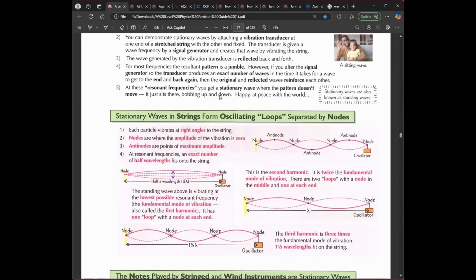At these resonant frequencies, you get stationary waves where the pattern does not move. It looks like it's not moving. So wherever there is amplitude, it just keeps on doing that. Wherever there is the maximum distance, we call that point an antinode. And wherever you see that nothing is getting disturbed, it just stays at the same point, that is called a node. So at these resonant frequencies you get a stationary wave where the pattern does not move, because it's not traveling anywhere. The amplitude is just at this point. This point will always be the node which is not moving. So that is what it is.